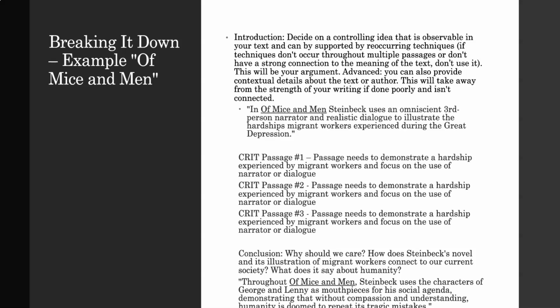Frequently, I will recommend, whenever we're just starting out with essay writing, to keep your introduction as just your outline of your argument. So as an example, I put here using Of Mice and Men. My introduction would be just this sentence. In Of Mice and Men, Steinbeck uses an omniscient third-person narrator and realistic dialogue to illustrate the hardships migrant workers experienced during the Great Depression.